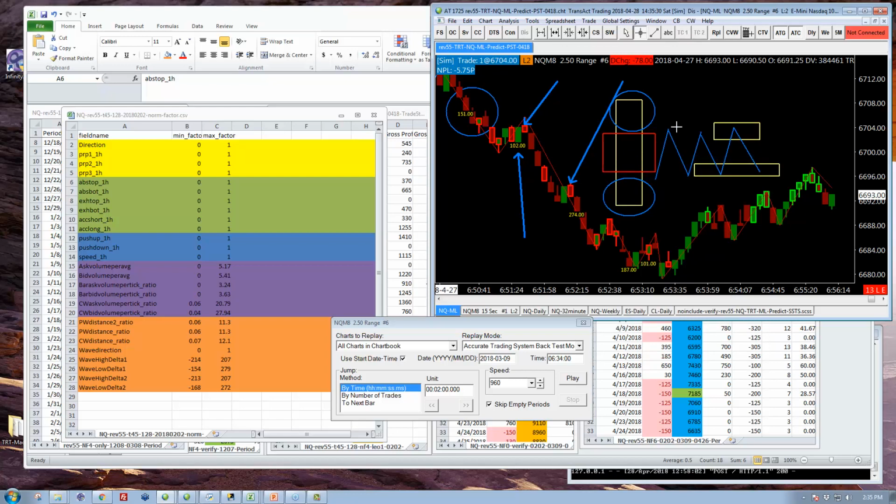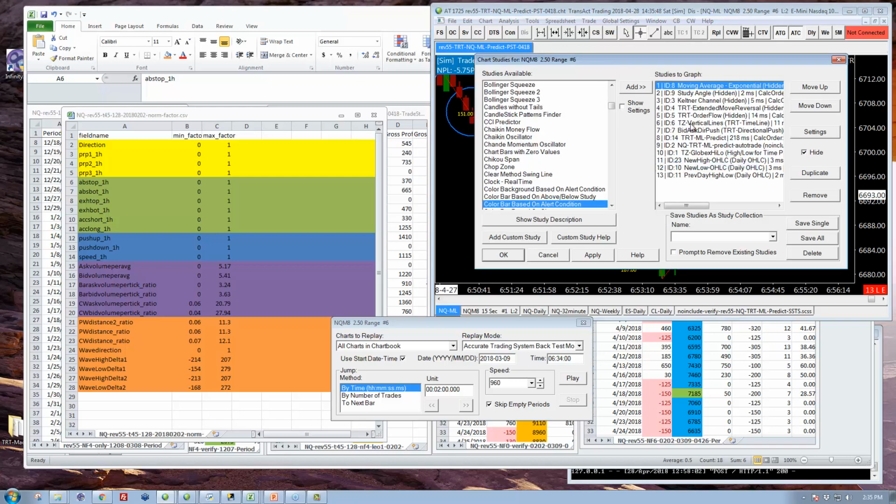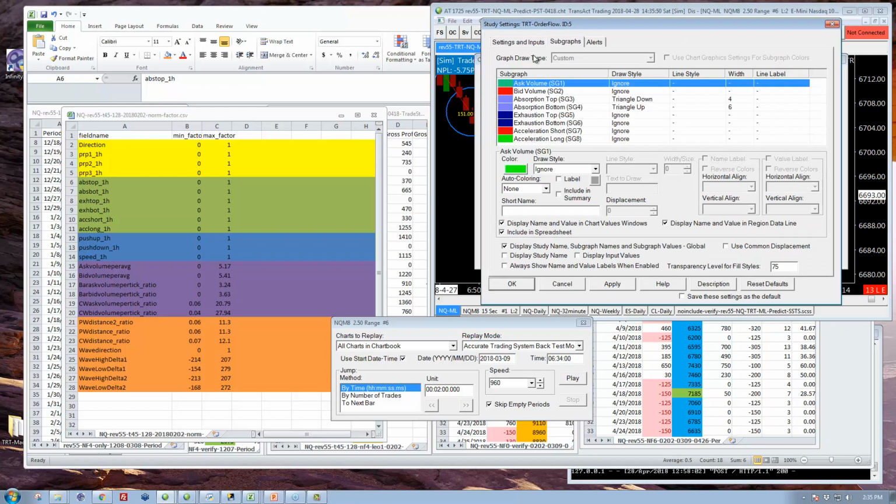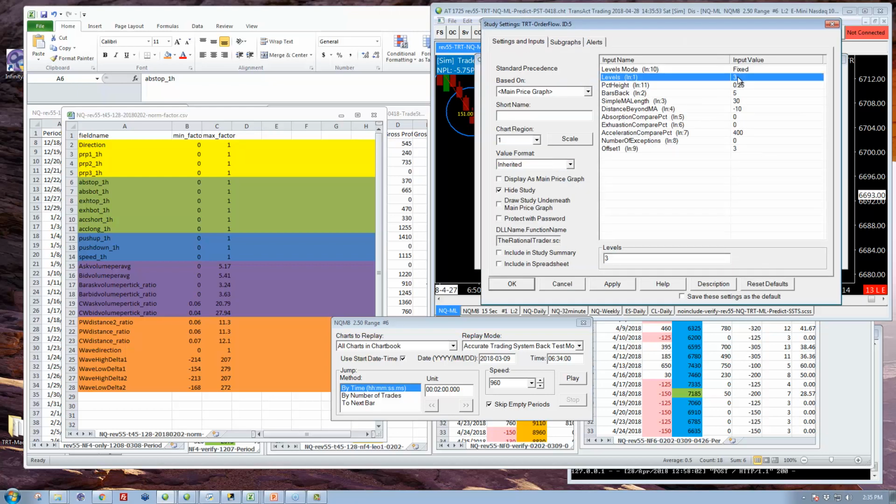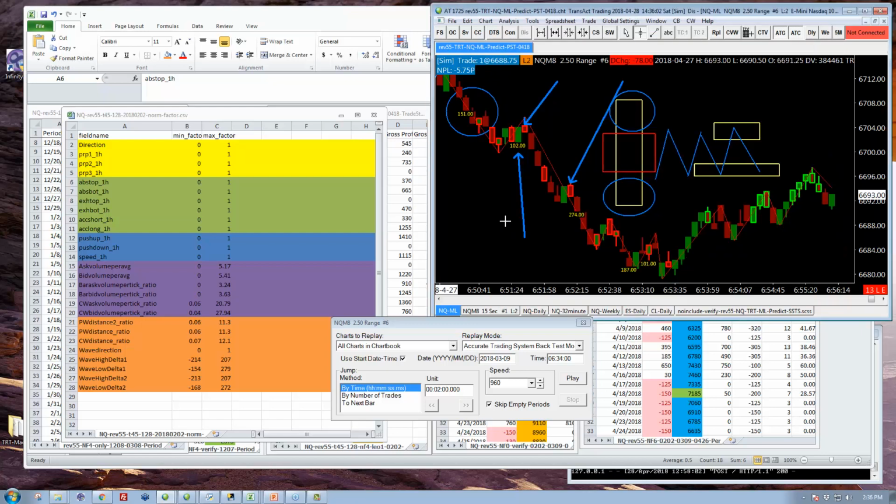And so for a range bar, that's easy because we know exactly how many ticks high it is. And so originally there's a setting that says how many price levels do I use in my order flow calculation. And if you go and look at the study, TRT order flow, you'll see here's the setting, 3 price levels, which is fine if each bar has the same number of price levels, but it's not fine when each bar is of a different height.